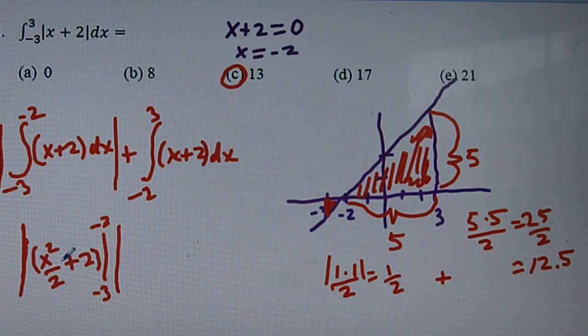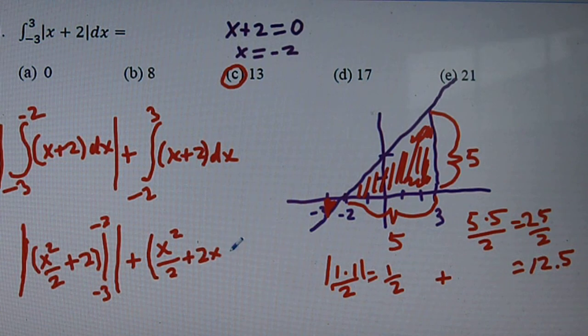So you end up getting -1/2, and of course the absolute value, plus you'll have -2 to 3 of, oops, excuse me, I need to do the solution here. You're going to get plus, same as before, x squared over 2 plus 2x, but in this case from -2 to 3, and evaluating this, you're going to get 12.5 here, and 1/2 here, and you end up with the same thing.